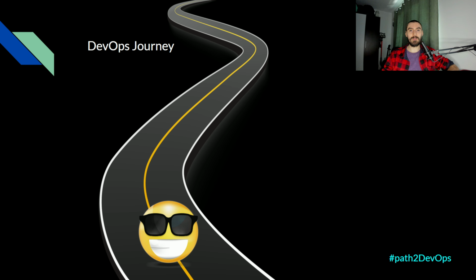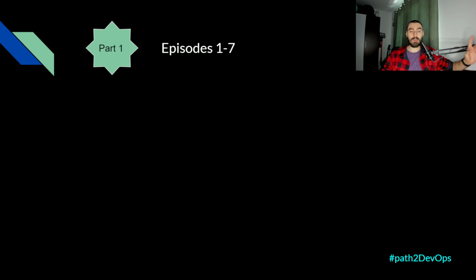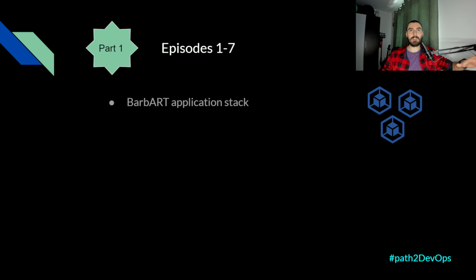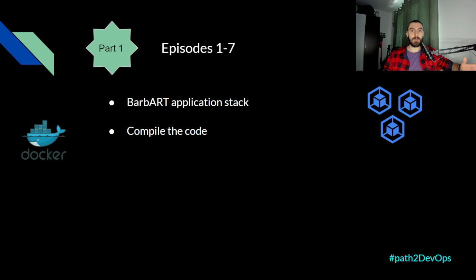And in part 1 of our adventure, and by part 1 I mean episodes 1 to 7, as you can see on the screen, we discussed the application stack that we are going to use, which is publicly available on the GitHub account for you to download and follow along if you haven't done that yet. We've also learned how the code can be compiled for all 3 applications. We've done that using Docker.